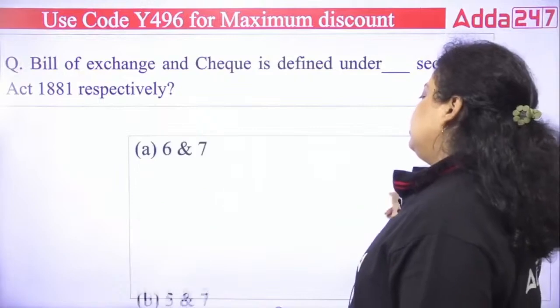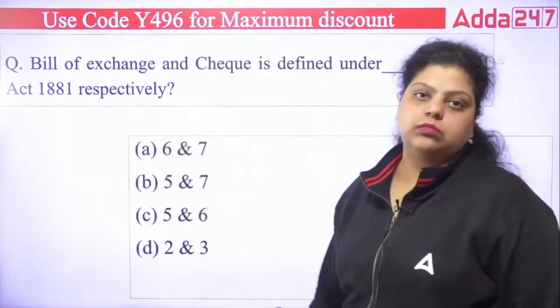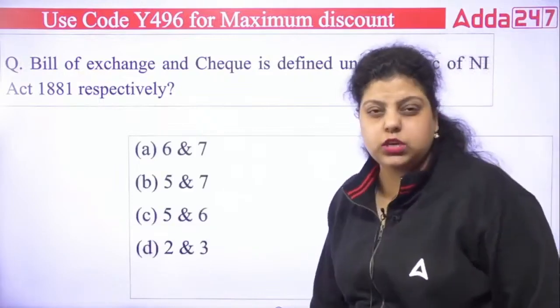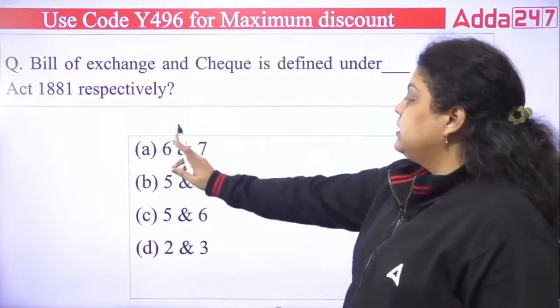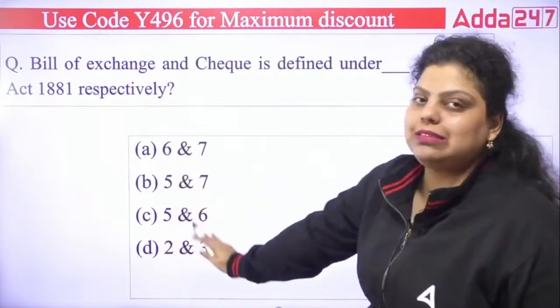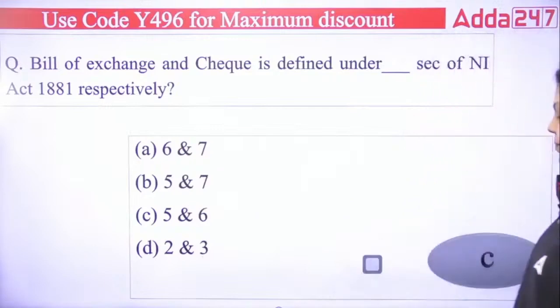So I have just told you bill of exchange and check section number in the act, that is section 5 for bill of exchange, section 6 for check. It means right answer will be C.